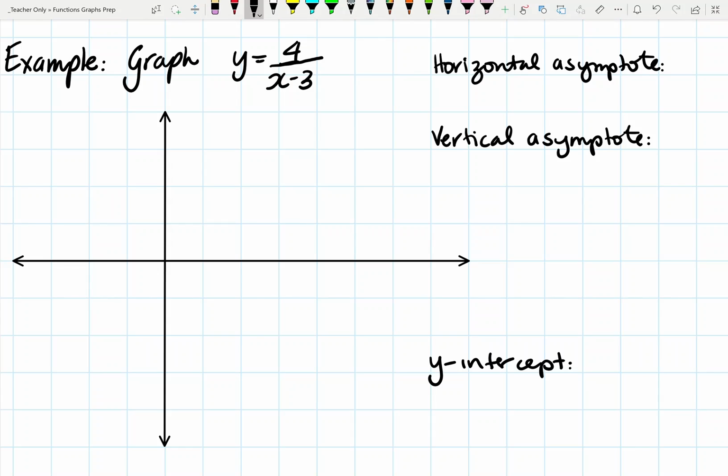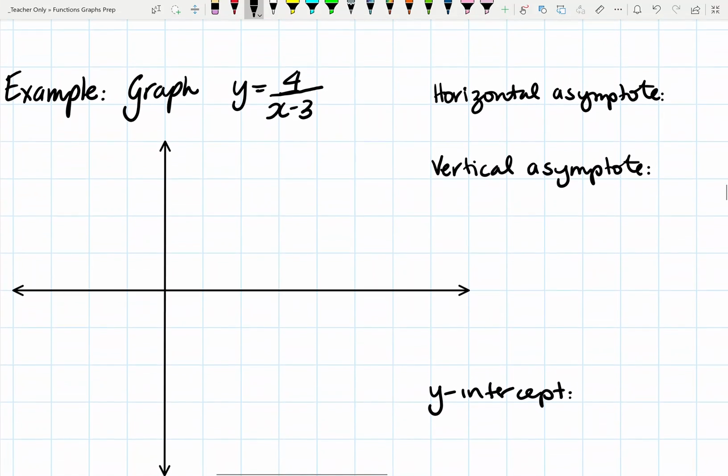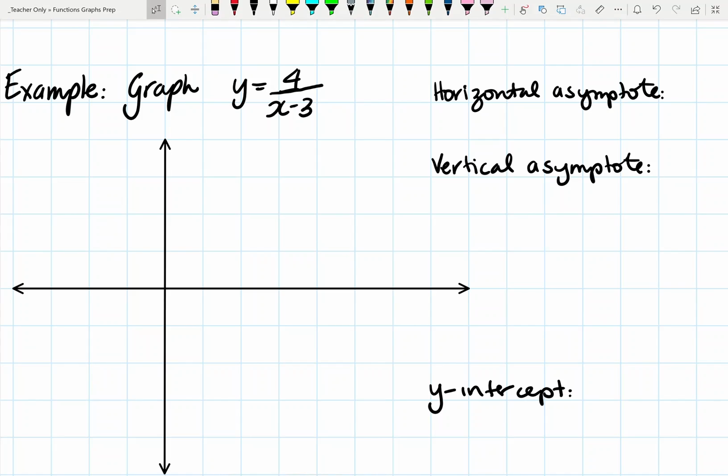Here's a quick example on how to graph a rational function. The example that we've got is y equals 4 on x minus 3. So first of all, we consider the horizontal asymptote. What value of x will cause the right-hand side to equal 0? There is no value of x, so our horizontal asymptote is at y equals 0.